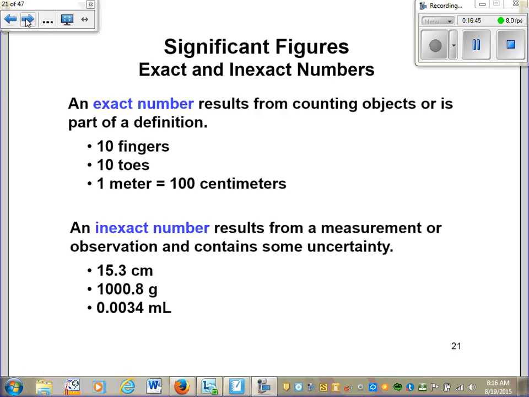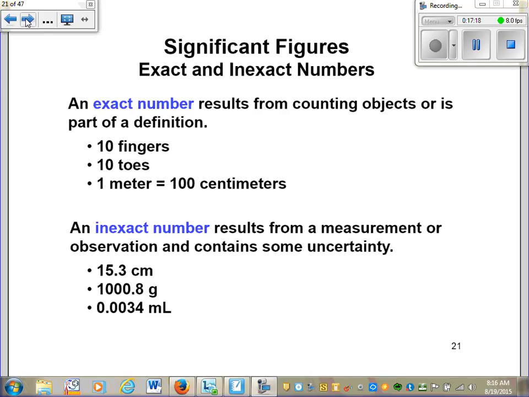I count the people in this room. 32. There's exactly 32 people in this room. There's not 31 and a half people. And there's not 32.2 people. Don't say it. What if you're pregnant? No, we're not going to do that. Okay. Or by definition. 1 foot is how many inches? Exactly 12. It's not 11.5, it's not 12.2. So those are exact numbers.